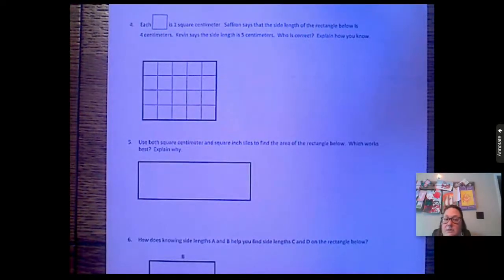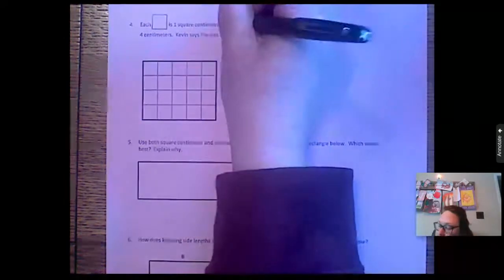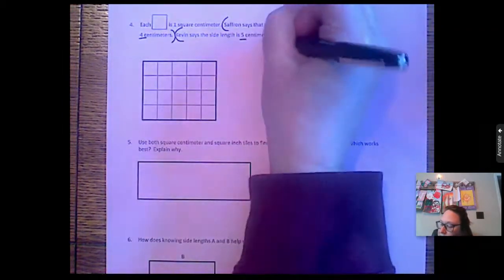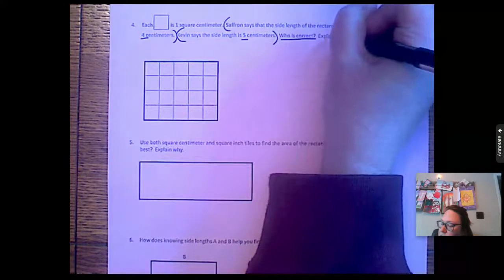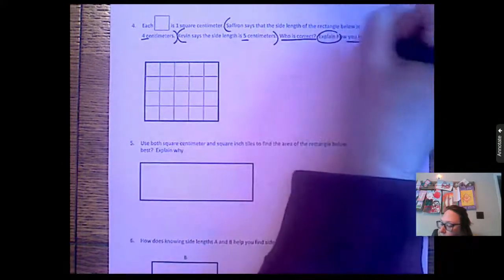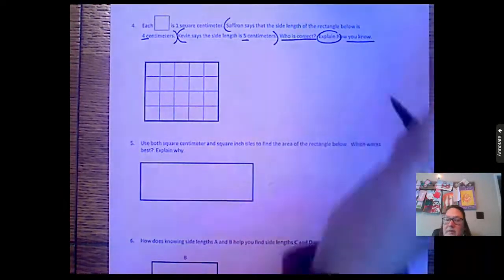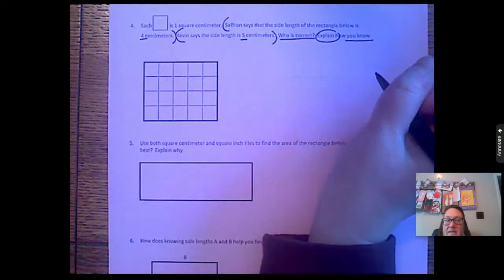All right, so each square is a square centimeter. Saffron says that the side length of the rectangle below is 4 centimeters. Kevin says the side length is 5 centimeters. Who is correct? Explain how you know. So that explain means that we need to use words to explain our answer. So let's go ahead and look first. Let's label our side lengths. Let's not worry about what Kevin and Saffron say.